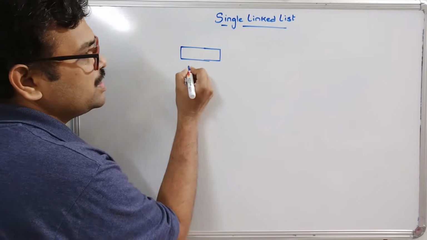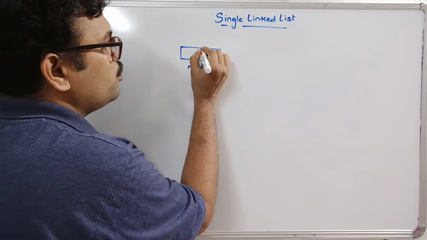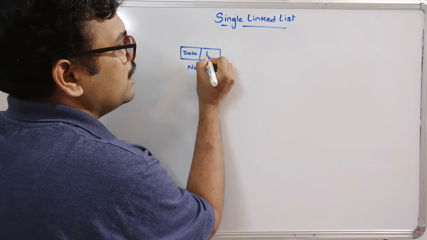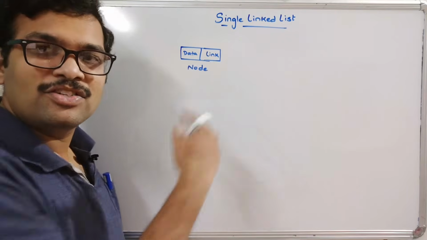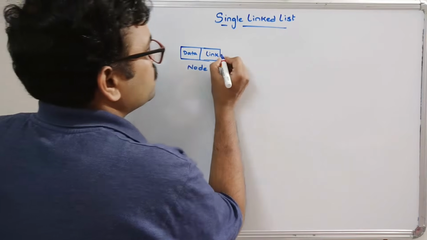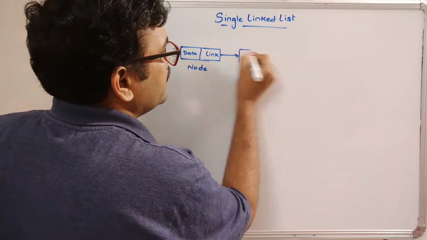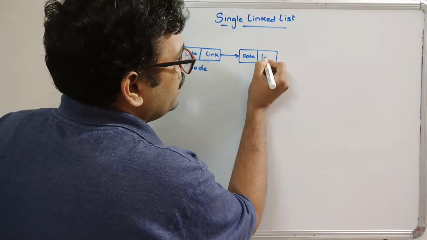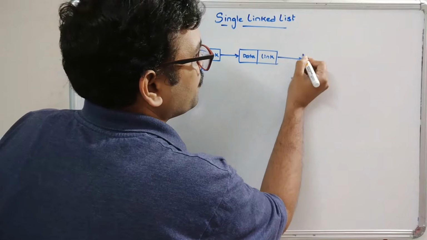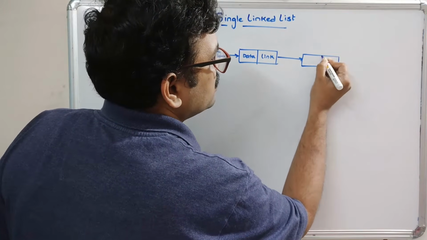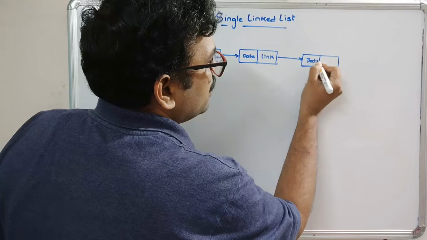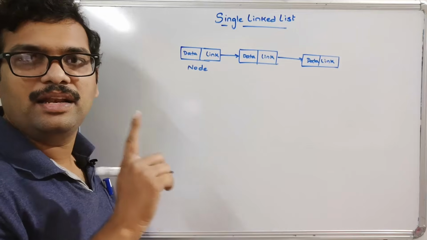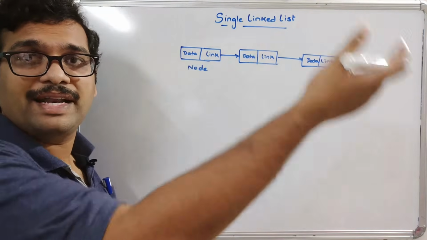Every node, and this is a node, will have two fields. One is the data and the other is the link to the next node. That means the address of the next node. So again it will point towards the next node, which again has some data and the link of the next node. This is the structure of a single linked list. Every node will have a single link, which is the address of the next node.